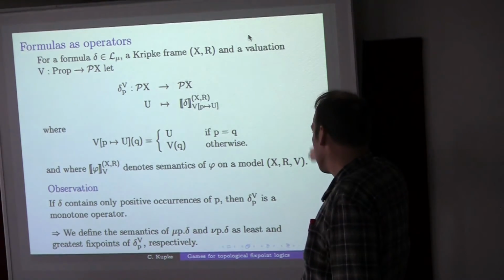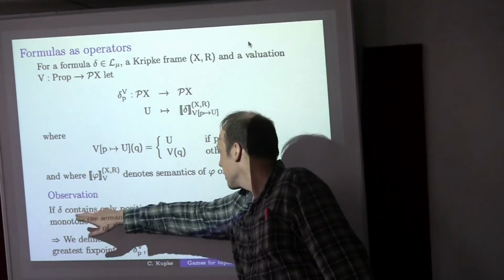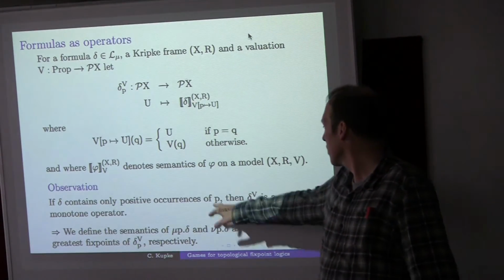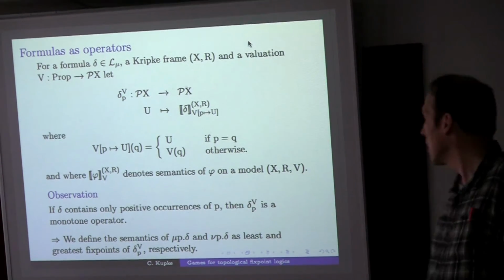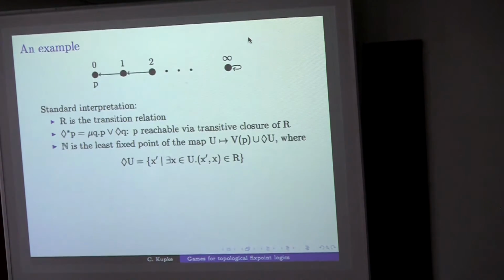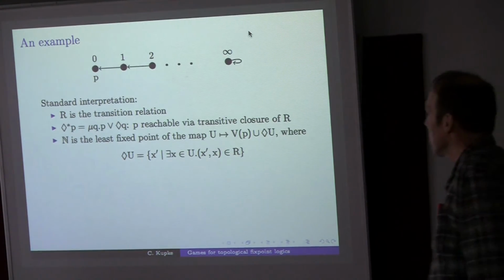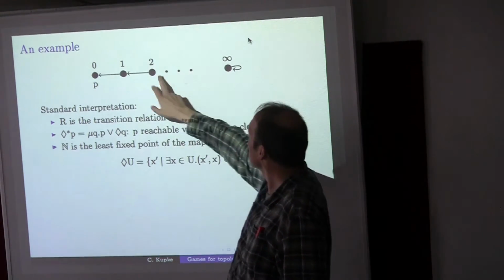So this is all very standard. And so the point is indeed that if delta only contains positive occurrences of P, then this is positive and monotone, and therefore we can get a fixed point.